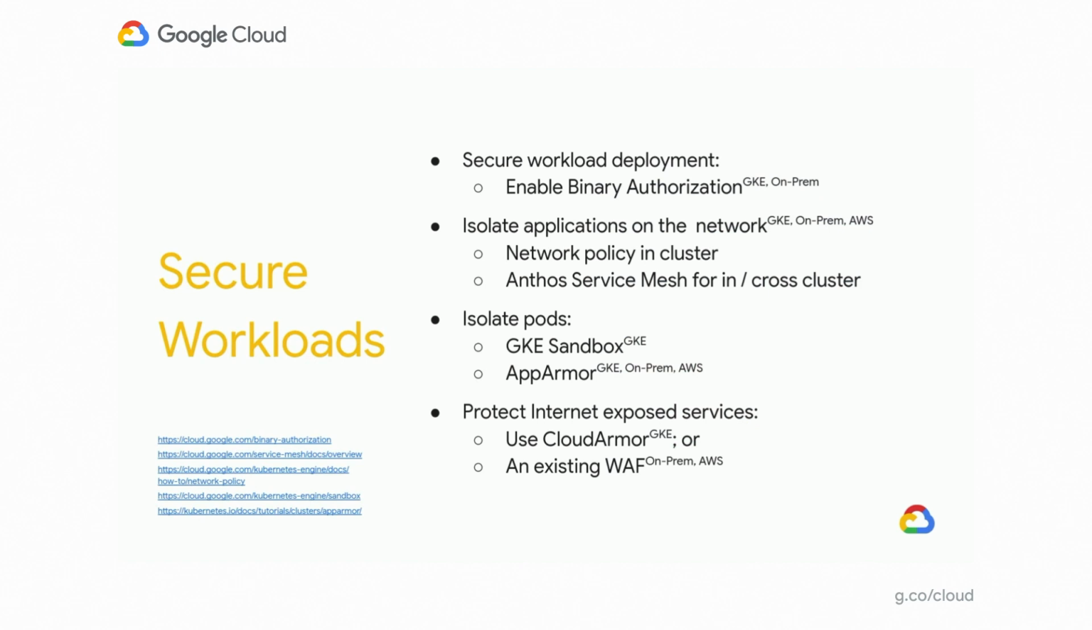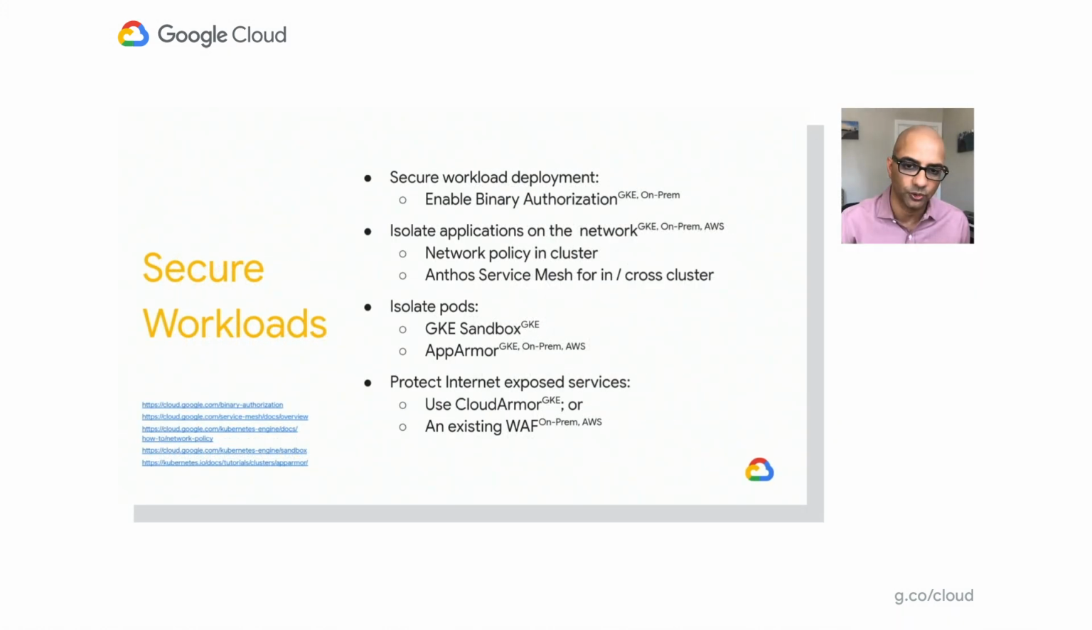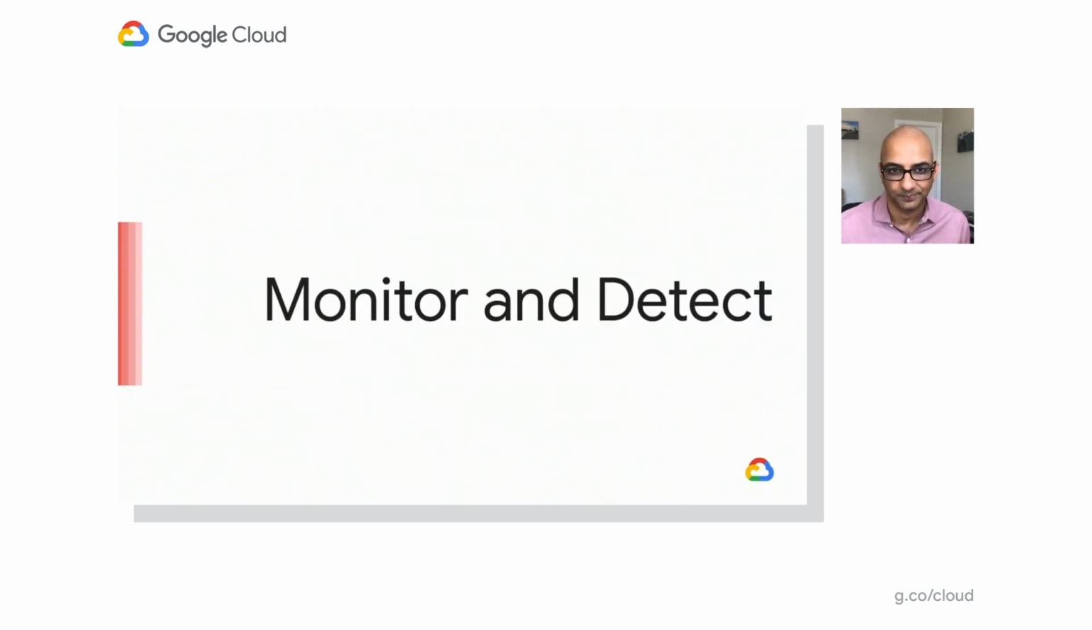So let us now look at a summary of this section. We provide a defense in depth approach to secure your workloads, from securing your build and deployment pipelines to isolating your applications on the network. And we can do that with a defense in depth approach using segmentation and a zero trust approach with Anthos Service Mesh, and isolating your pods on a shared node. And finally, we provide you the ability to protect your internet exposed services using Google Cloud Load Balancer and Cloud Armor. Now, let us look at the fourth step to secure your applications with Anthos.